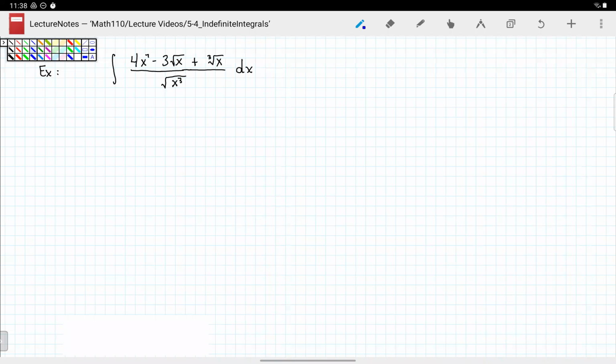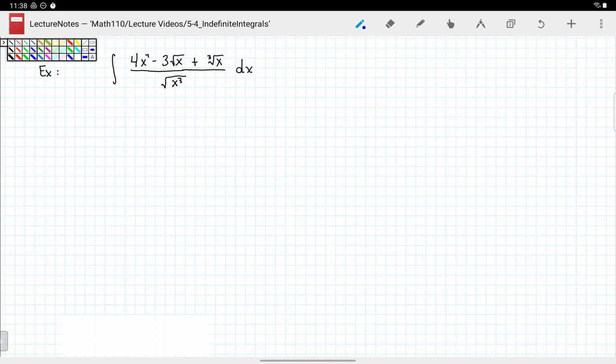Okay, so in this case, I do have a sum of power functions divided by a power function. There is no quotient rule for antiderivatives. I cannot deal with this as a quotient. So the best way that I can deal with this is to see if I can rewrite it as some function that I know how to take an antiderivative of.